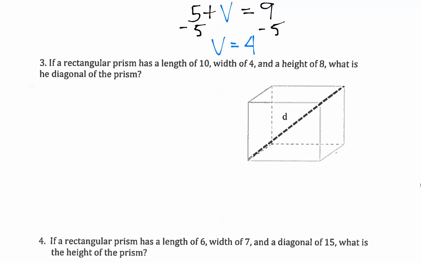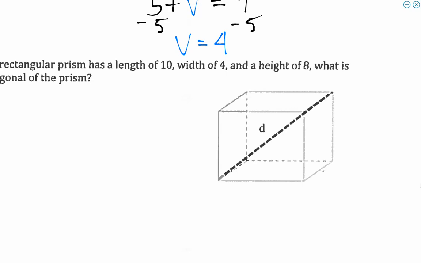If a rectangular prism has a length of 10, a width of 4, and a height of 8, I'm going to write those numbers in there. It seems like they didn't show up. A height of 8, a width of 4, and a length of 10. It really doesn't matter where you put those 3 numbers. This is the only one that truly matters.